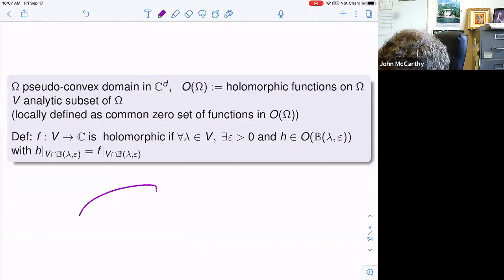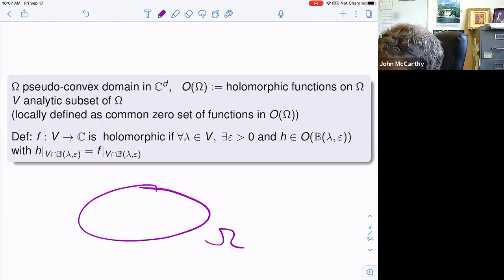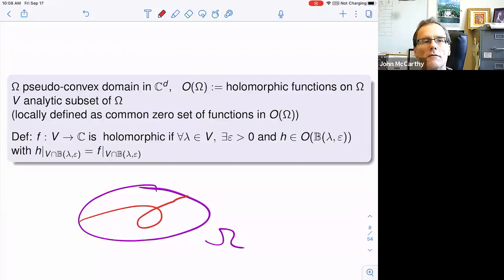So I'm given some set omega in D complex variables, and I'll let O of omega denote the holomorphic functions on omega. I've often wondered why O is chosen. Maybe it's more natural for French speakers. And then we have some analytic subset V. Let's give it a different color. So V is some sort of set like that.